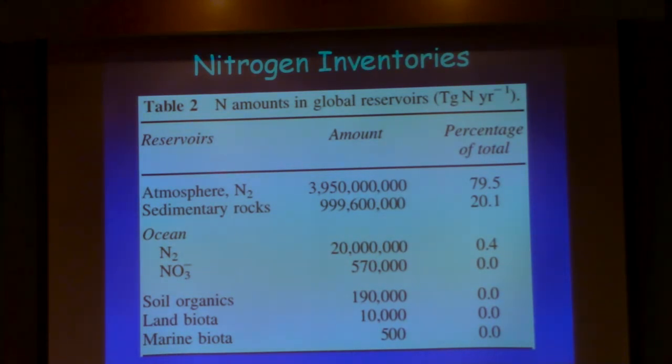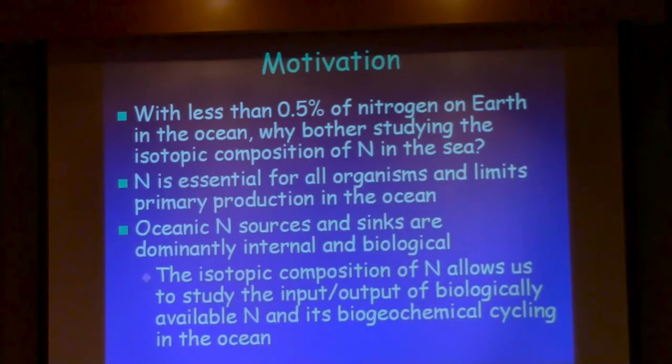All right, so most of the nitrogen is in the atmosphere as N2 gas. We've got nearly 80% of it. There's another 20% locked up in sedimentary rocks, sort of as nitrogen in organic matter and inorganic matter. In the oceans, the major form of nitrogen is again N2. It's dissolved nitrogen, and it's about 0.5%. Nitrate, which is biologically available, doesn't even show up here in terms of a percentage at one significant figure. Soil organics, land biota, marine biota, again, are very, very small. So we think about less than 0.5% of nitrogen on Earth is in the ocean.